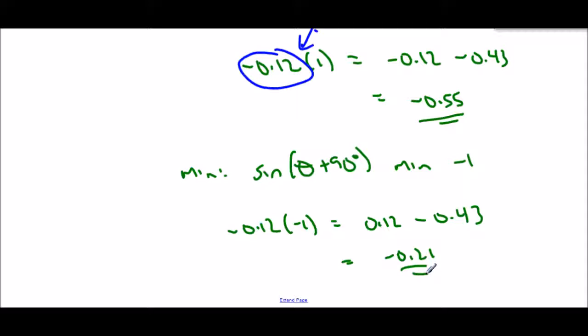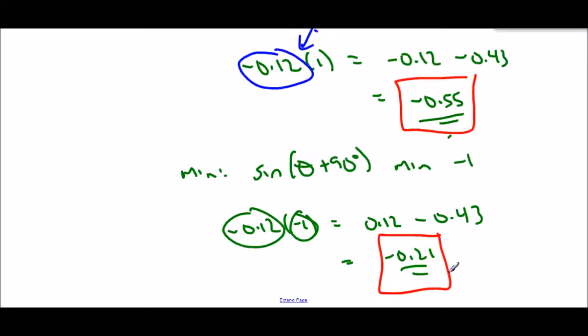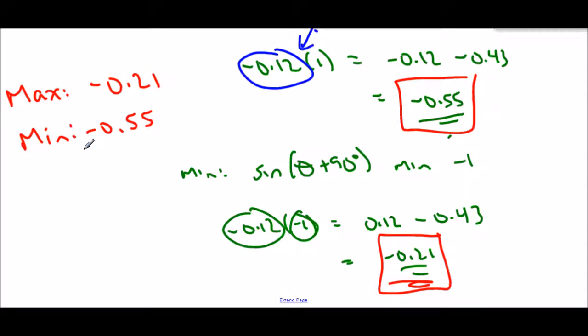Now, that is actually the maximum. Again, because I multiplied my minimum by a negative, it actually turned into a maximum because it flipped upside down, basically. So knowing what we know about the basic sine function, we don't have to memorize things, because we know that the minimum and maximum of any sine function are 1 and negative 1. And therefore, my maximum value is this one because it's a bigger number, and my minimum is negative 0.55. So those are the maximum and minimum depths.